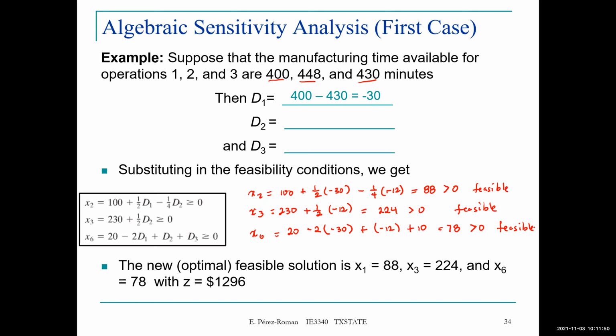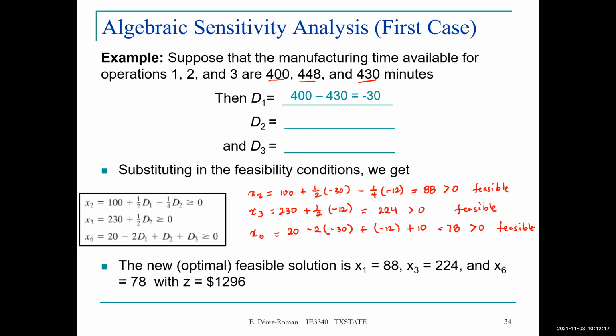It's not a better solution. It's the optimal solution based on those resources, right? Given those resources, and remember, that's part of the analysis. We want to see if increasing or decreasing these resources will provide us with some type of benefit. And as you can see here, that's not the case. You are not improving your profit.